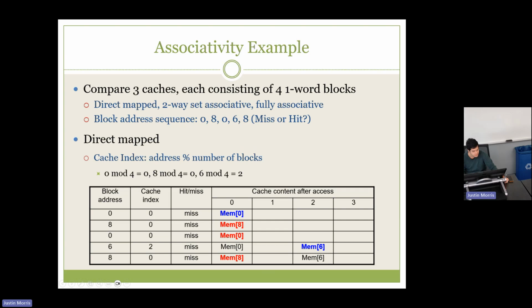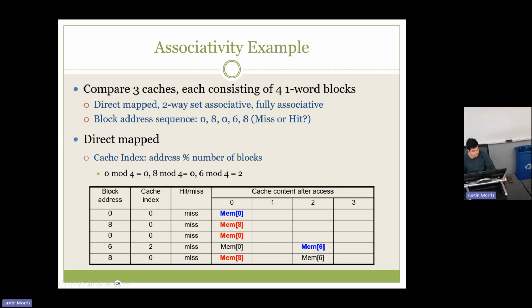Our second access is block address 8, 8 mod 4, again, 0. What is in the cache at index 0? Memory at 0, so our tags are different, right? The tags are different, so that means that the data that is in the cache was not the correct data. So we need to now evict it. This is the only place in the cache that these memory locations can go to. And we're going to load in the new data, memory at block 8.